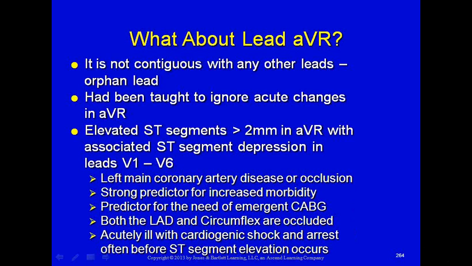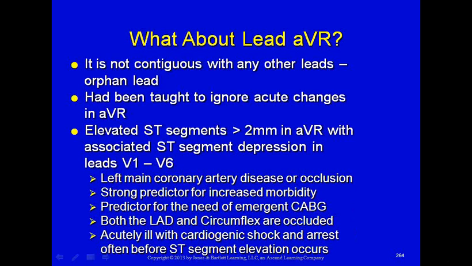However, if we have elevated ST segments of greater than 2 millimeters in AVR with associated ST segment depression in leads V1 through V6, then that shows us that we have left main coronary artery disease or an occlusion. And it's a strong predictor for increased morbidity. It's a predictor for the need for an emergent CABG rather than an angiogram, or rather than a stent. CABG stands for coronary artery bypass graft, or open heart surgery. Both the LAD and the circumflex are occluded when we see this.